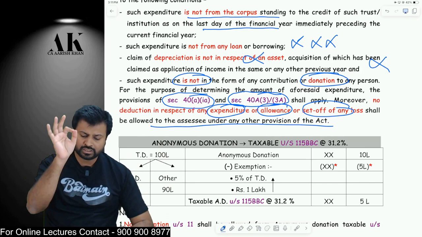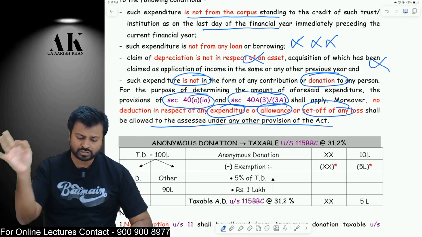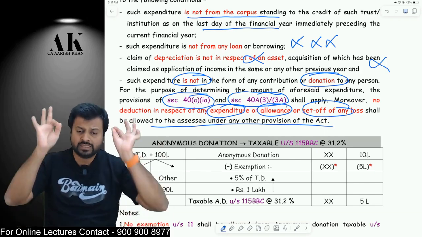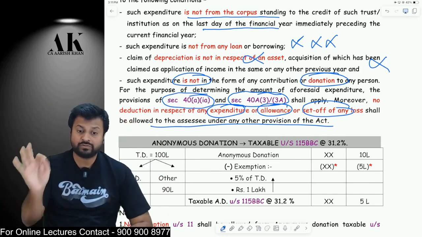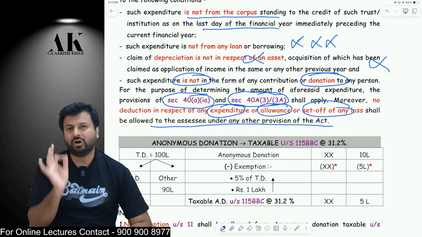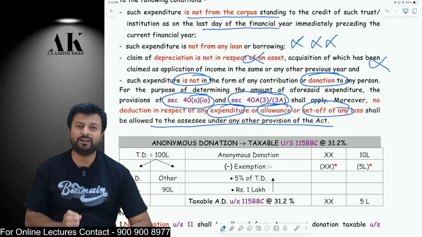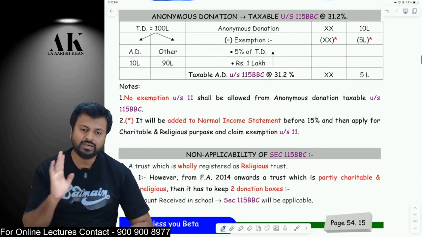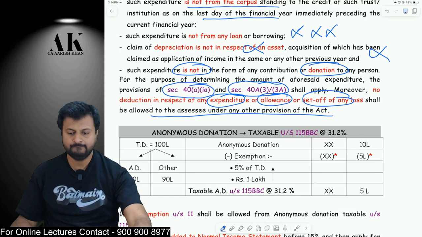Okay, no deduction in respect of any expenditure, allowance or set off of loss shall be allowed to the assessee under any provisions of the act. Forget about this provision. The assessee will not be allowed deduction under any other provisions also of the income tax law. Now all these harshness are for people whose commercial receipt exceeds 20%, or who has not done the audit, or who has not filed the return on time. I hope it is clear to all of you.